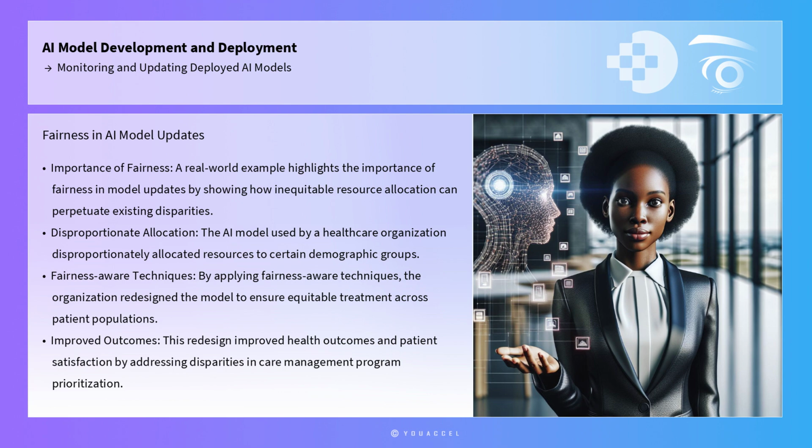A real-world example of the importance of fairness in model updates can be found in a study conducted by a healthcare organization. The organization used an AI model to prioritize patients for care management programs. However, upon reevaluation, it was discovered that the model disproportionately allocated resources to certain demographic groups, perpetuating existing disparities. By applying fairness-aware techniques, the organization redesigned the model to ensure equitable treatment across patient populations, improving health outcomes and patient satisfaction.